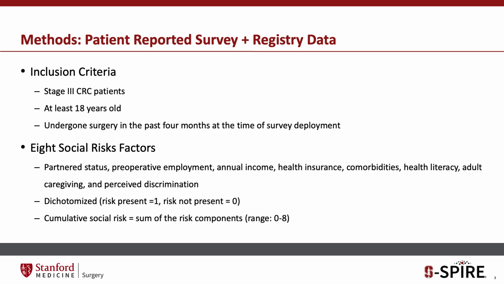For perceived discrimination, we used the everyday discrimination scale, which gauged how often participants experience discrimination in their everyday lives. This was according to things like age, sex, race, marital status, weight, even speech. Health literacy was represented by the mean of 3 items, previously validated in clinical populations. These were slightly adapted to focus on difficulties patients may face in understanding their colorectal cancer or their colorectal cancer care. Lastly, adult caregiving was defined as providing care for at least one spouse, parent, or adult relative who lived in the respondent's home. These social risks were dichotomized, and we defined cumulative social risk as the sum of risk components.